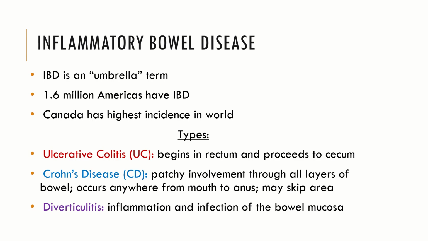Ulcerative colitis is going to be beginning in the rectum and proceeds to the cecum. Crohn's disease is going to be patchy involvement through all the layers of the bowel, occurs anywhere from the mouth to the anus, may skip over some areas, and diverticulitis is going to be inflammation and infection of the bowel mucosa. So every one of these types is going to be dealing with some type of inflammatory process within the bowel. It just depends on where and what's going on.